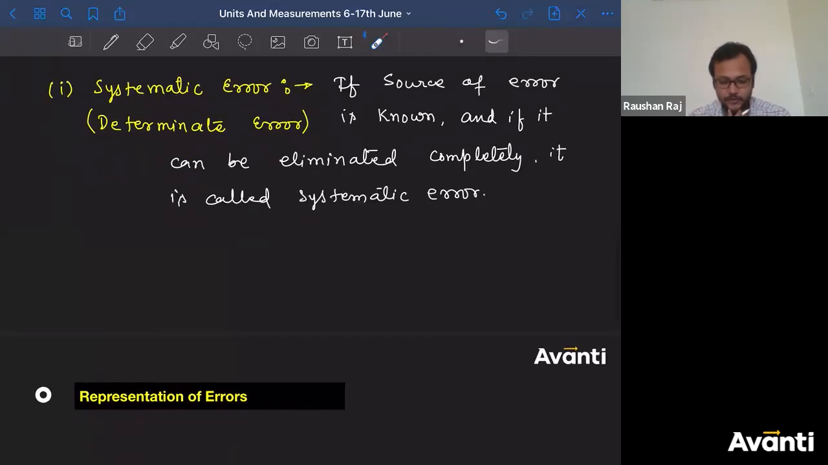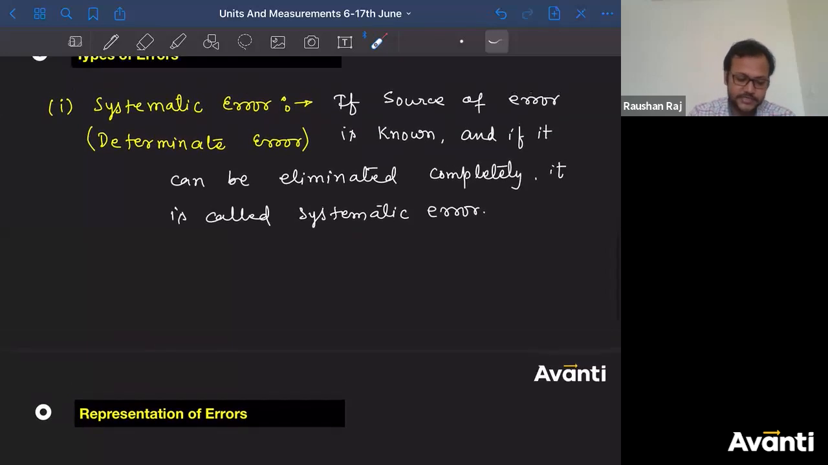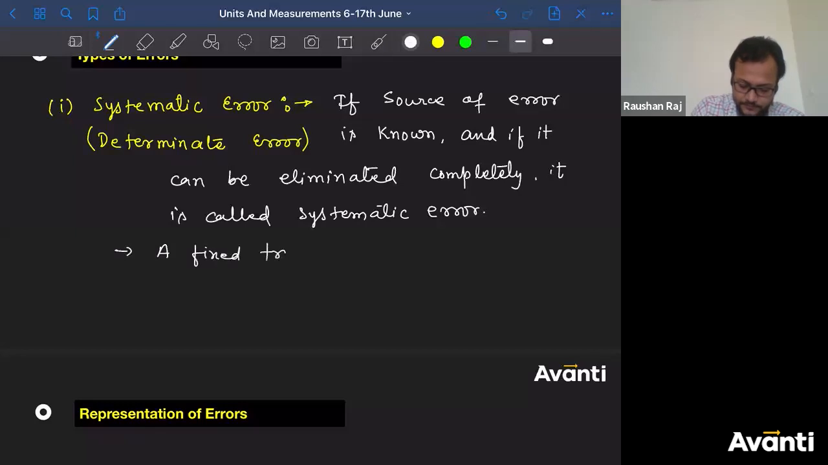Okay. And one more thing. Now, how will you represent this kind of error? See, if you know the source of error, or if you know that this is the cause of this kind of error, so you can eliminate it, right? There is one more thing that you should understand, that a fixed trend will be observed in this kind of error.